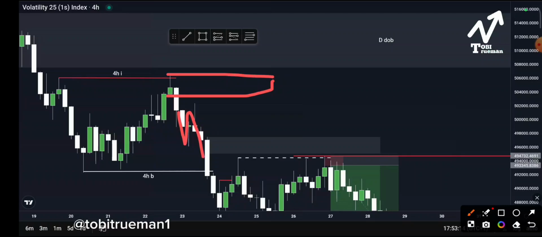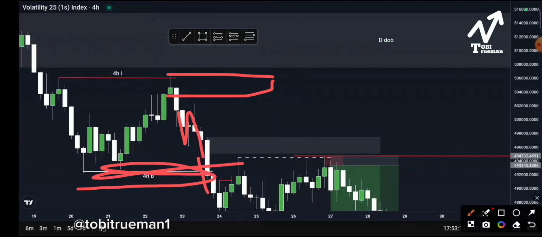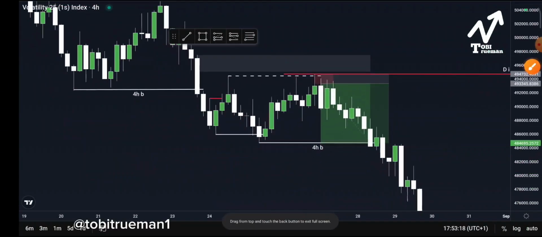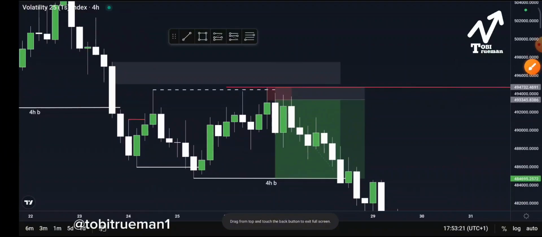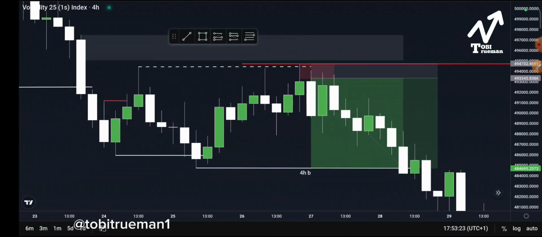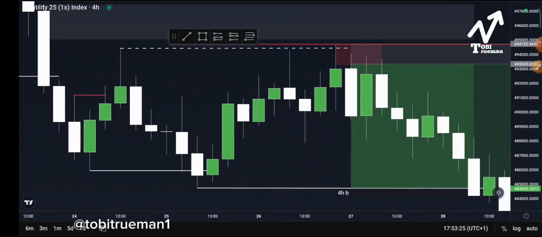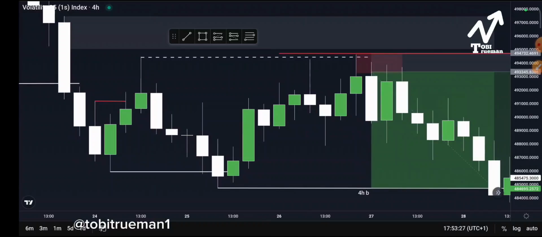formed another inducement, gave us our 4-hour break of structure. Then we'll move on. Then what did the price do? See, this is now where the minor and major inducement come into play. I zoom in now so you can see it better. Price makes all these rays of candlestick.